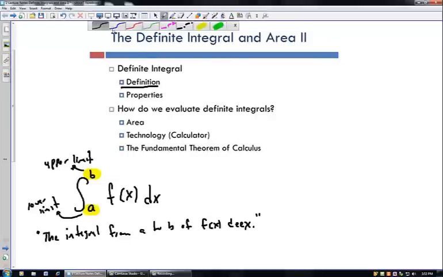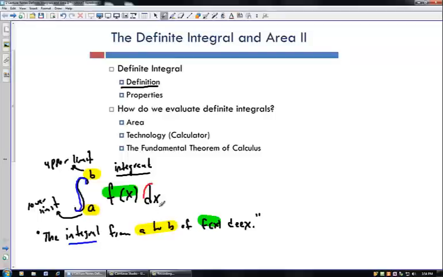And you can see how when we say this, the integral part is this. Of course, from a to b are those limits I highlighted in yellow, and then f of x, of course, is right here, and this is called the integrand. So normally we refer to f of x as the integrand when we're doing integrals. And then, of course, dx is on the end.